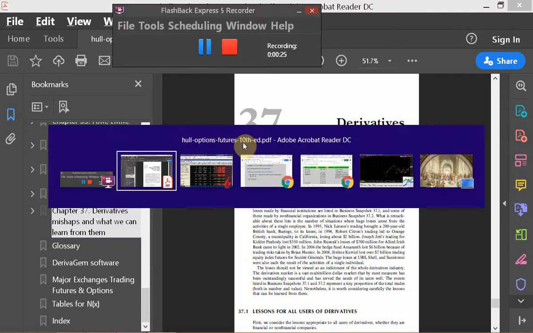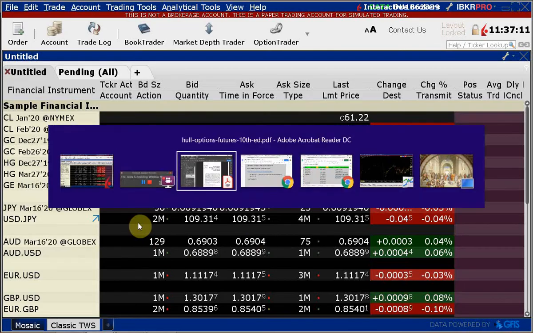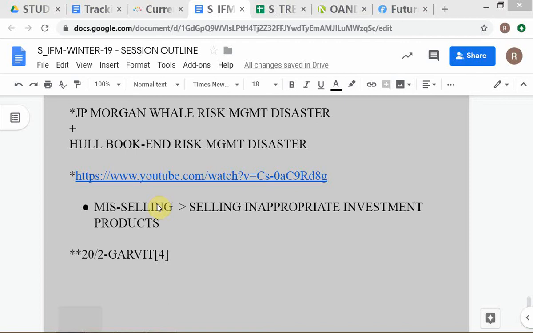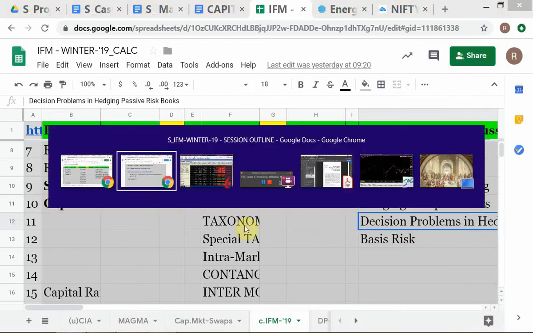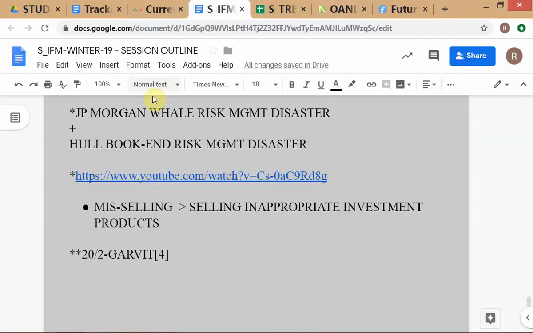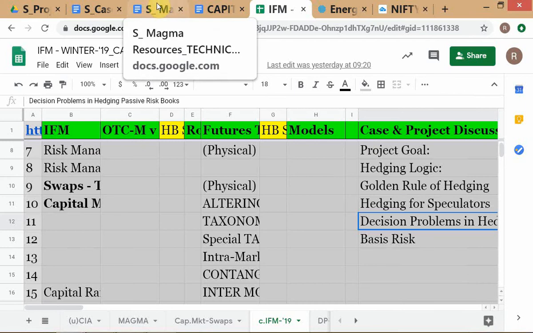Now, this is your own homework kind of stuff that you have to do. So our next topic is decision problems that we have to deal with. We have most of these over here.